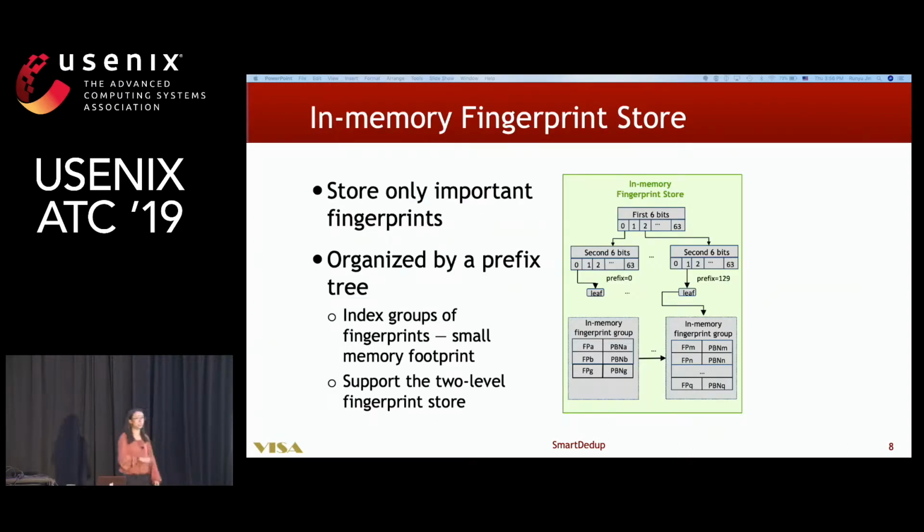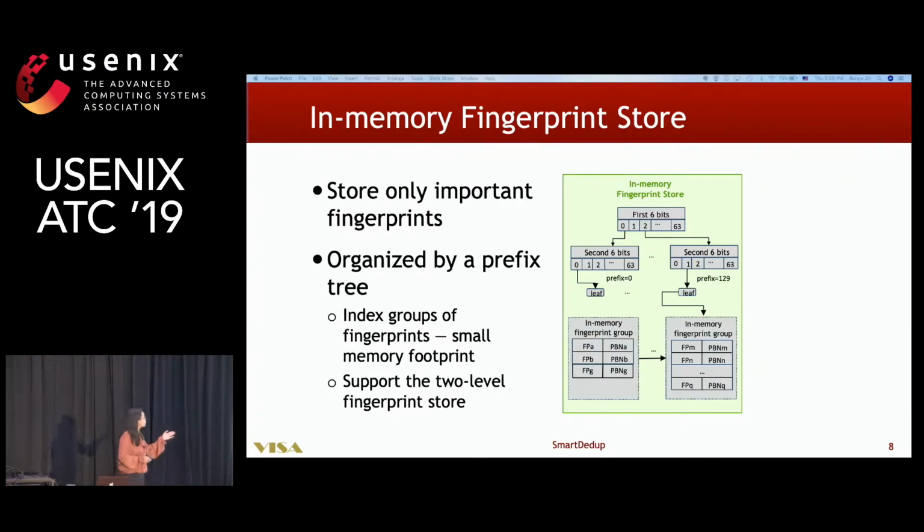First, let's look at the two-level fingerprint stores. The in-memory fingerprint store maintains only important fingerprints, and fingerprints are indexed using a prefix tree. A prefix tree can index a group of fingerprints that share the same prefix. Indexing individual fingerprints takes too much space, while indexing a group of fingerprints can save a lot of memory. Also, the prefix tree can help support the two-level fingerprint stores.